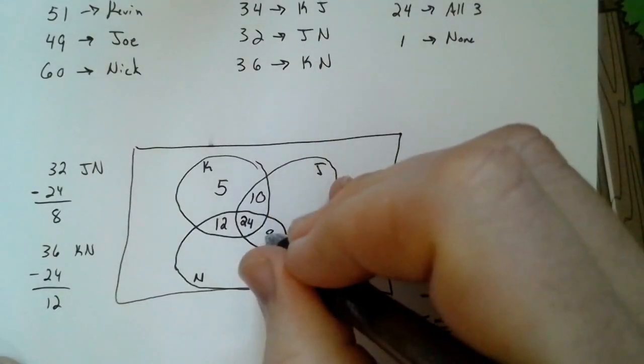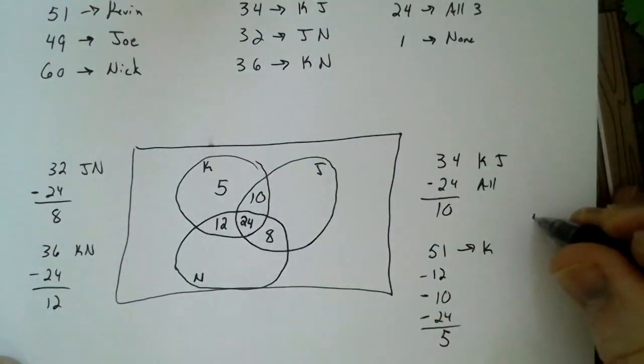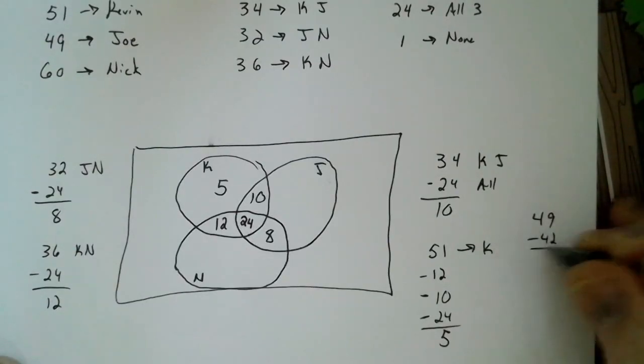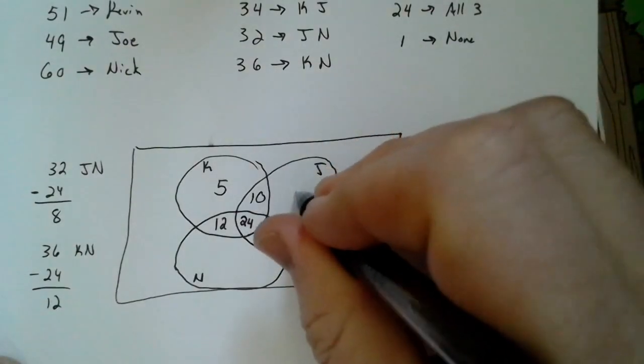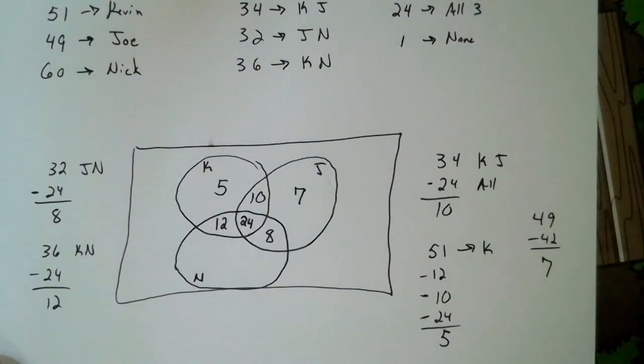So 24 and 8 is 32, and 10 is 42. So it's going to be 49 minus the 42 we've already accounted for. We find there's 7 that solely like Joe, right?